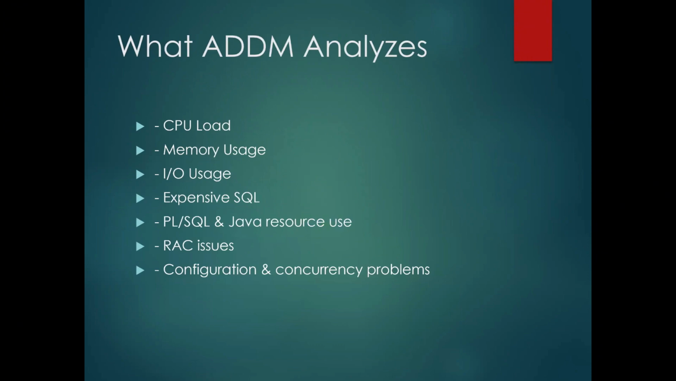What kind of checking is done by the ADDM? ADDM checks the CPU load and any abnormality in it, memory usage, IO usage, expensive SQL or PL/SQL and Java resource usage, RAC issues, configuration issues, and concurrency issues. These kinds of things will be validated by the ADDM. After that, it will provide recommendations and suggestions.